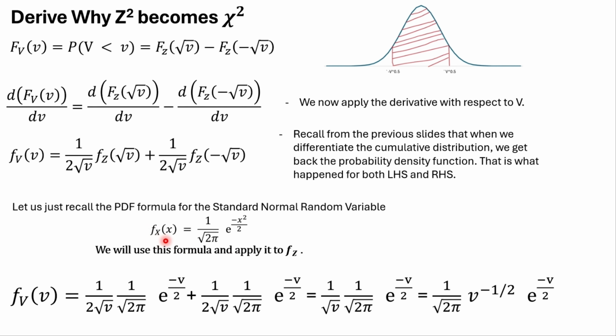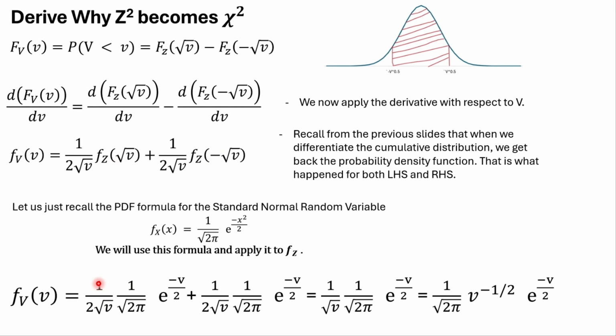Now, if we have a random normal variable x, a standard normal random variable x, this is how this very famous distribution function looks like: 1 by under root 2 pi e raised to power minus x squared by 2. In our case, x will become under root v and minus under root v. So we are just using this formula, and in our case, f_Z will take in the function input of minus under root v for the second expression and under root v for the first expression.